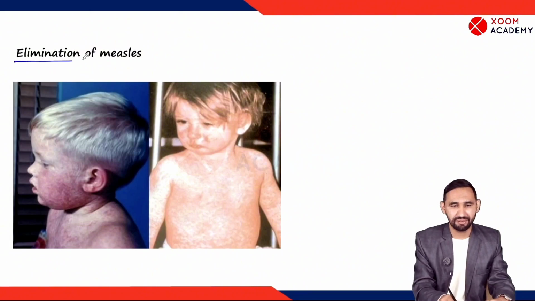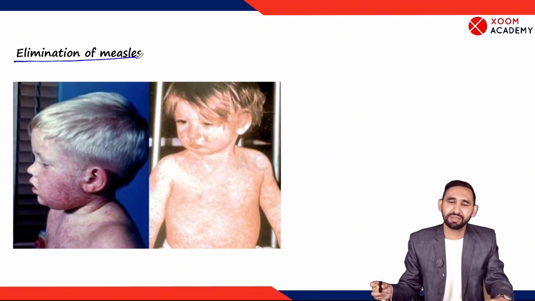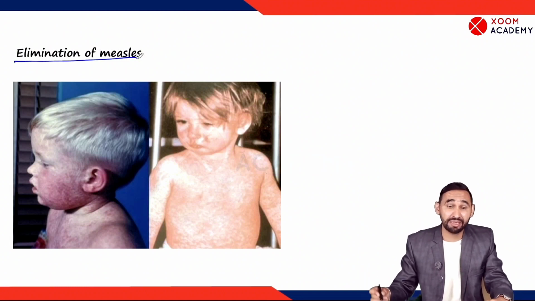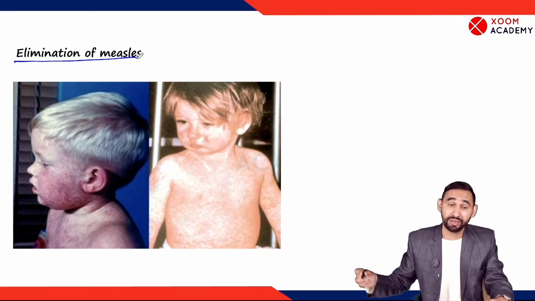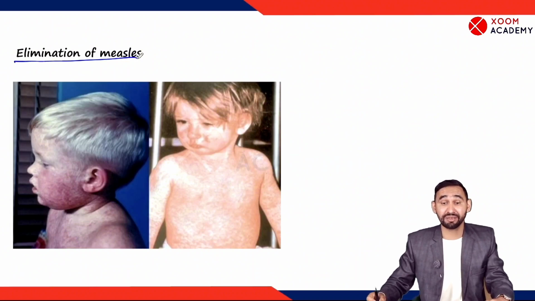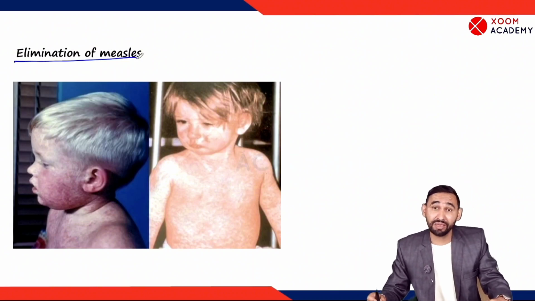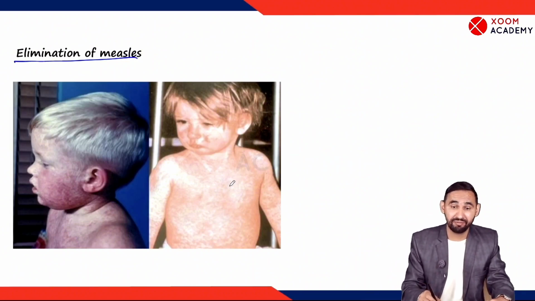Elimination of measles, because measles is common in malnourished children and in children less than 5 years. It can be lethal, it can cause death. So we need to provide vaccination against measles to control this infection and to minimize its effects. These are a few pictures showing a child with measles, with rash.